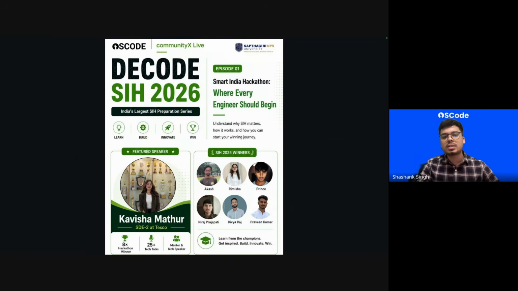This session mostly has two parts. The first part is where we have with us Kavisha, who will be talking about hackathons and SIH in general, what to do, what not to do. Then we have with us the past winners of SIH 2025, Team Robust Solutions, who will be sharing their experience around how they went ahead with the solution and the ideas. So these are the two major parts of this session, and it's mostly about hackathons and especially about SIH. Without further delay, I would like to introduce our speakers.